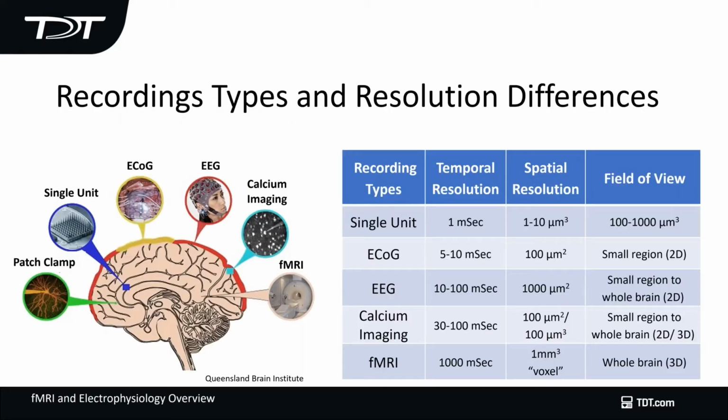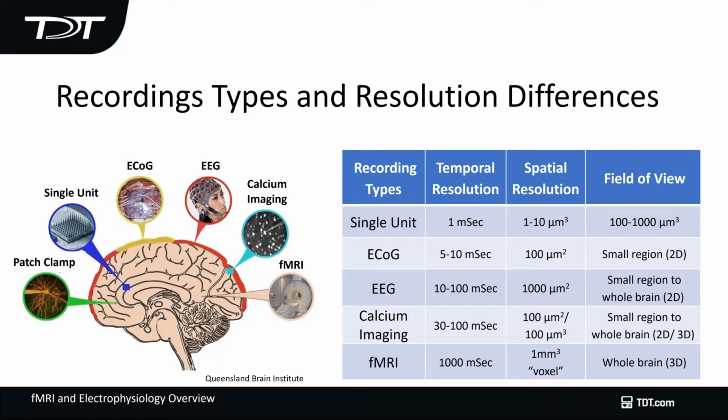So the real issue that we have is that we have several different types of recordings, and each one of them has different temporal and spatial and what I'll call field of views. So at the smallest level, we have single unit activity where the temporal resolution is very fast, on the order of a millisecond. The spatial resolution can be very small, depending on the type of electrode, and the field of view is very small. And as we expand out our electrical recording types, we go from ECOG to EEG, our temporal resolution becomes worse, but our spatial resolution and our field of view becomes better.